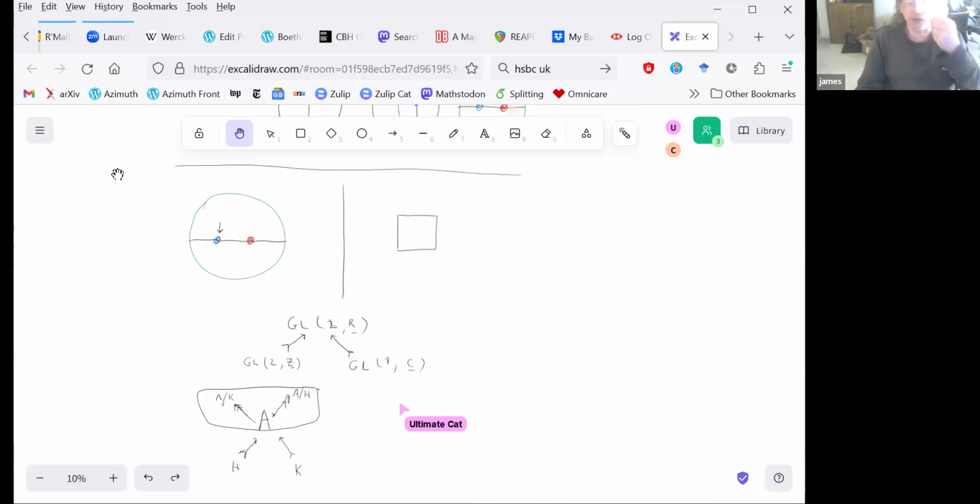Sometimes I'll call that an orientation space. This is orientation not in the differential sense, not in the plus or minus kind of sense. This is orientation in the ways that they can be related to each other.